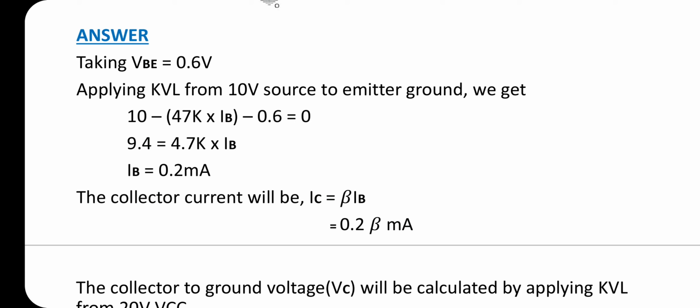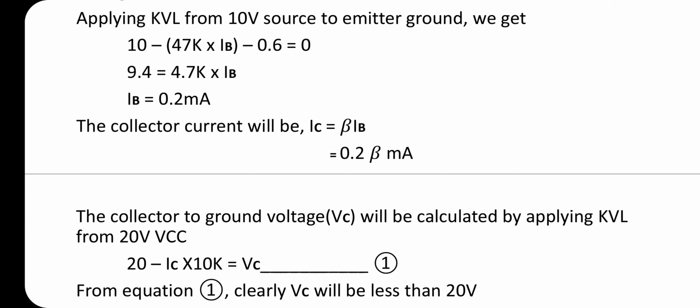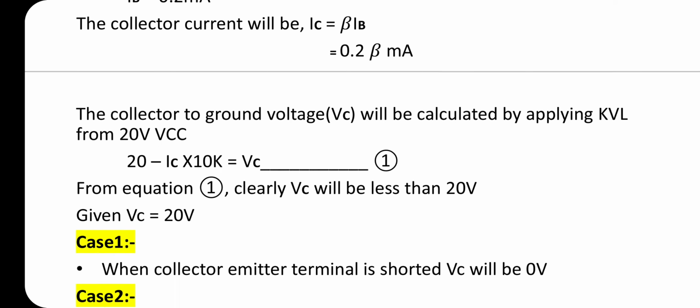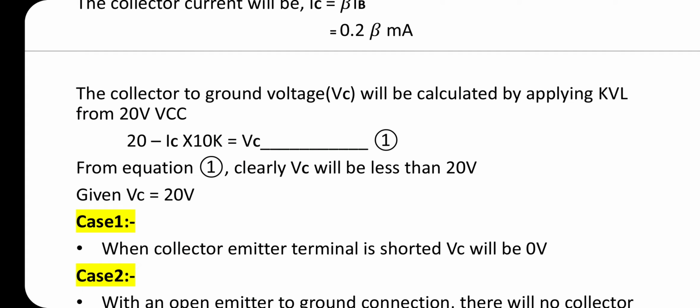Applying KVL from 10 volt source to emitter ground, we get 10 minus 47K into IB minus 0.6 equal to 0. That is 9.4 equal to 4.7K into IB. Therefore, IB equal to 0.2 milliampere. The collector current will be IC equal to beta IB, that is 0.2 beta milliampere. The collector to ground voltage VC will be calculated by applying KVL from 20 volt VCC. That is 20 minus IC RC, IC into 10K equal to VC. From equation 1 clearly, VC will be less than 20 volt.